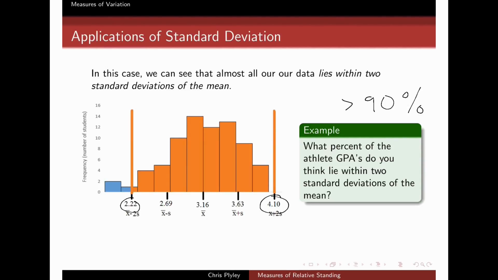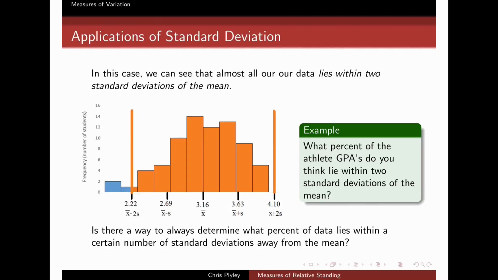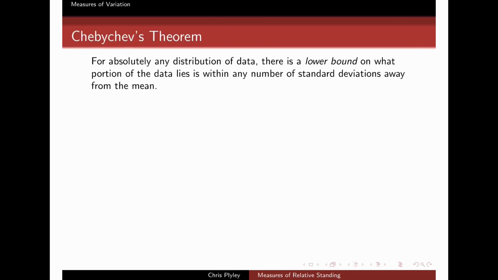And so the first question we want to talk about is this: is there some way that we can say that a certain percent of my data will always lie within, say, 2 or 3 standard deviations of the mean? And the answer is yes.